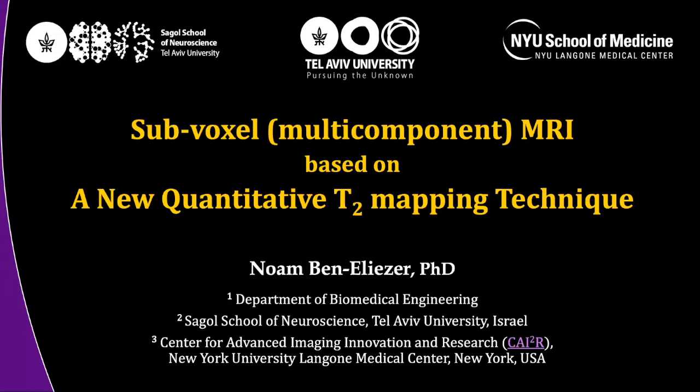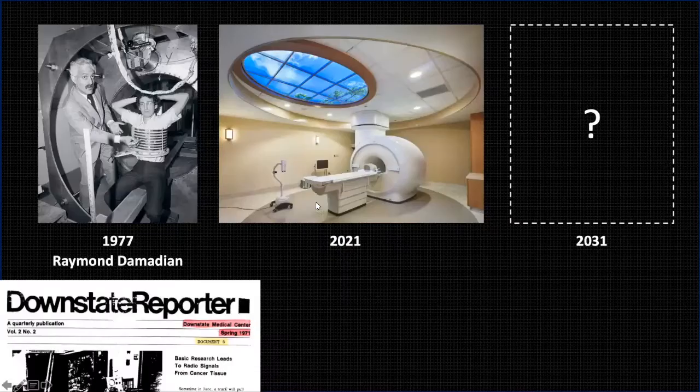What I'm going to talk about is some methodological work that I've been doing in my lab in the last couple of years, trying to look beyond the voxel level. This is done using multi-component fitting. And the main application, as Or mentioned, is myelin mapping, although there are many different kinds of applications for this technique. So I always like to start with some kind of a historical overview.